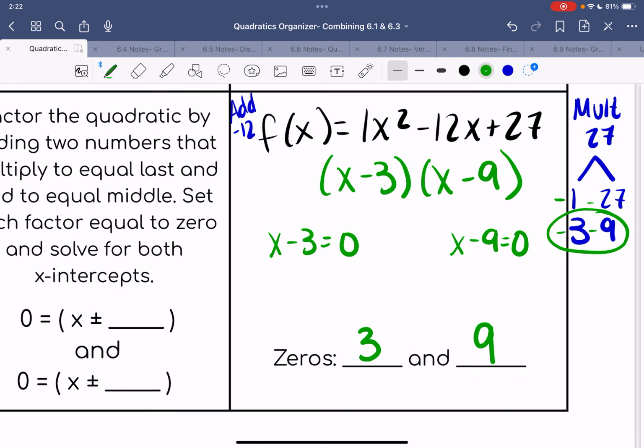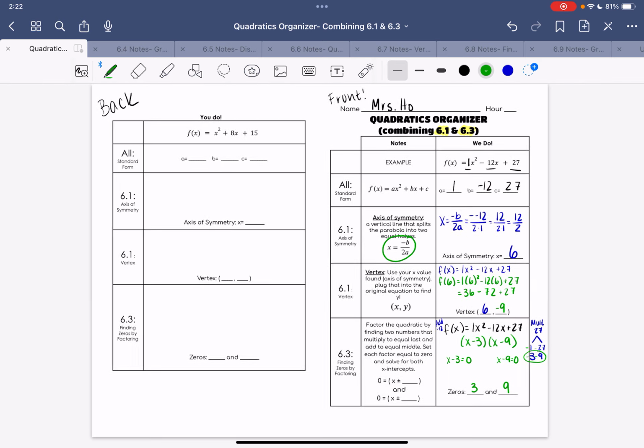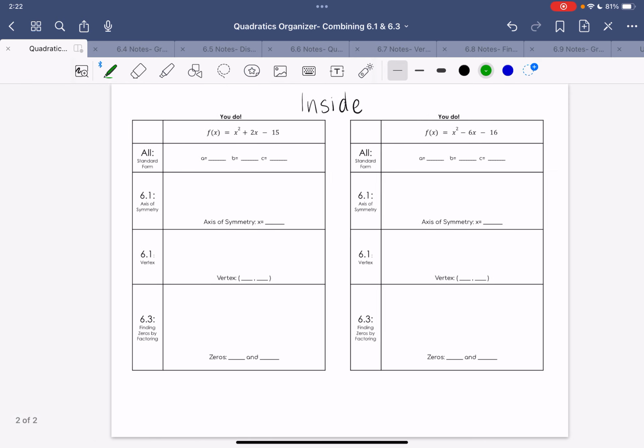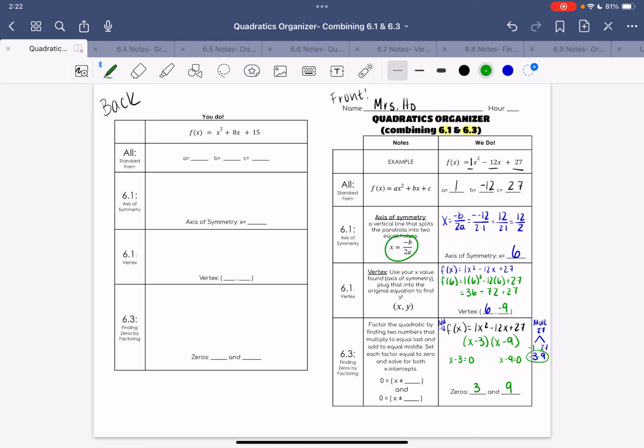Okay, so your job now is to work on the 2 problems inside and the 1 problem on the back. You are finding the axis of symmetry, vertex, and the zeros for all 3 of those problems. I promise the more we understand this today, the more practice we get in getting this done before we do 6.4, it's going to help you a lot when we get to 6.4. That's why we tucked in this extra little assignment here.